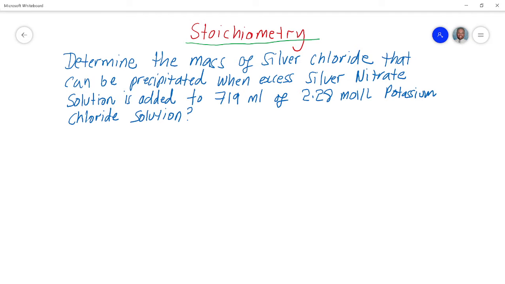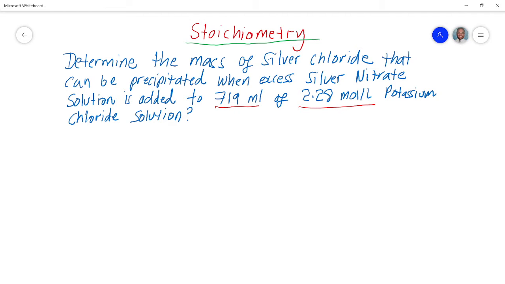Okay, so I'll read it out here. Determine the mass of silver chloride that can be precipitated when excess silver nitrate solution is added to 719 ml of 2.28 mole per liter potassium chloride solution. So what information do we have here? We've got the volume and we've got the molarity of potassium chloride.